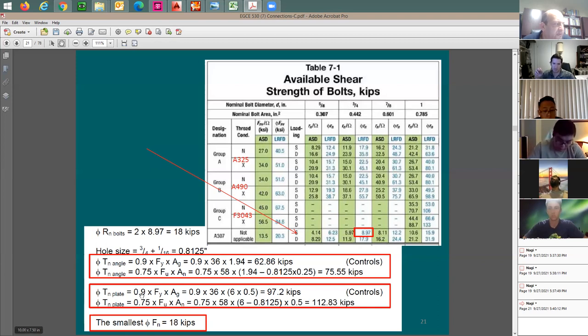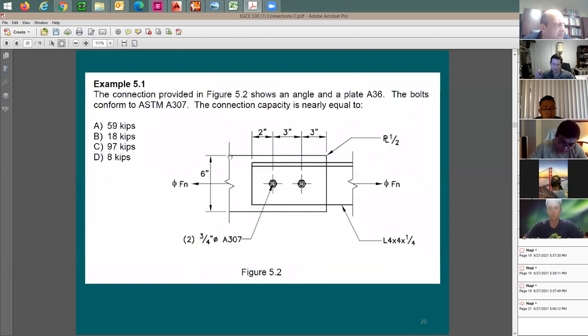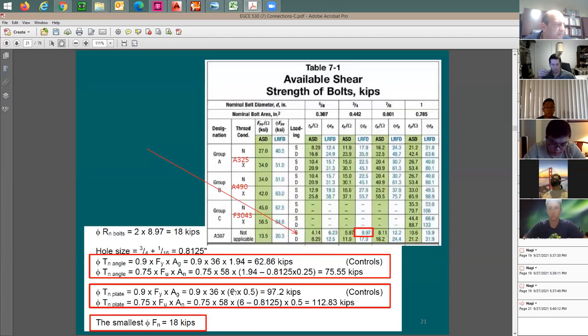836. So it's going to be phi of 0.9, Fy 36. The plate size is how much? I'm going to say here, the plate size is 6 inches for the width, by the plate thickness. How much is the plate thickness? Do we have any information about the plate? Oh, it says here, plate 1/2 inch. So the plate cross-sectional area gross is going to be 1/2 inch by 6. It's going to be 3 square inches. 6 inch by 1/2 inch.